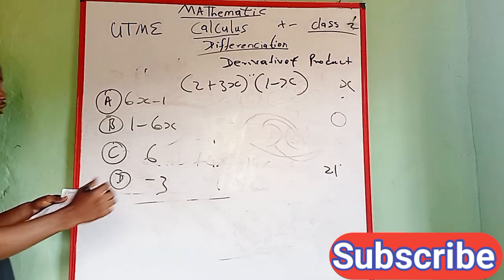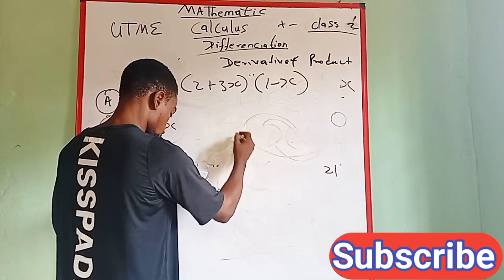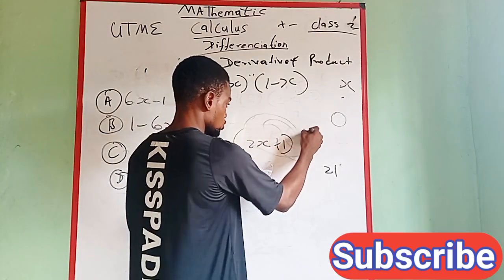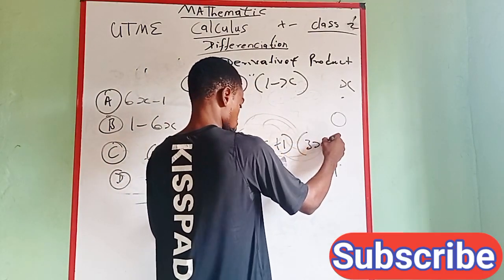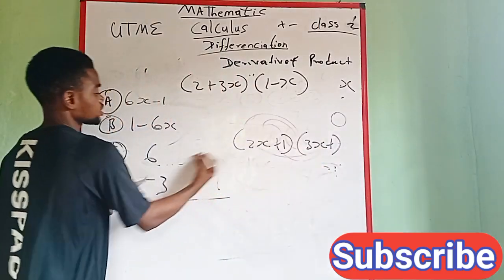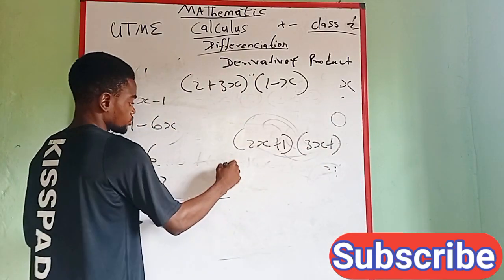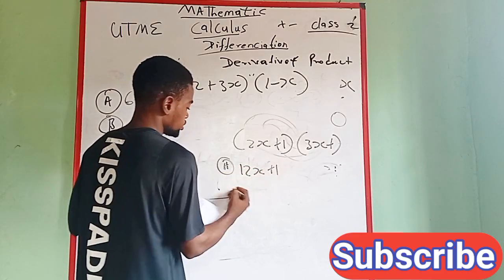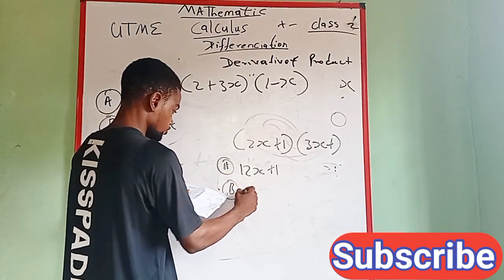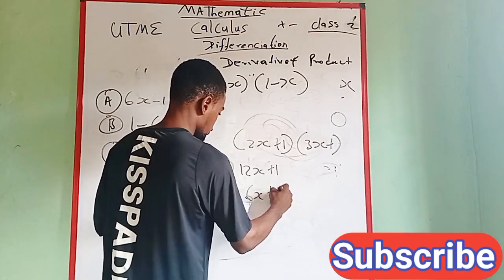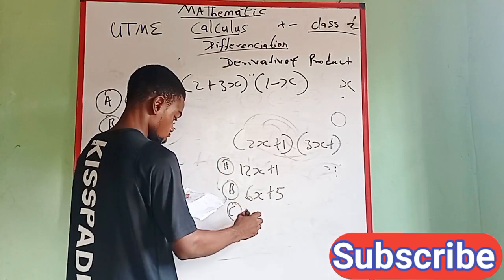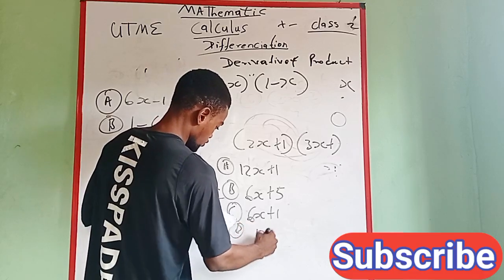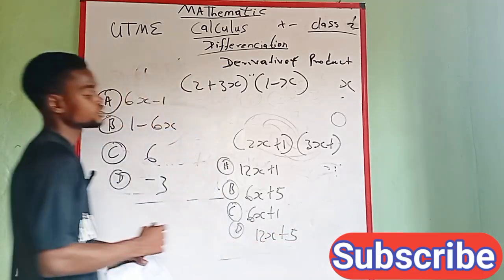Also find the derivative of bracket 2s plus 1 close bracket open bracket 3s plus 1. Find the derivative of this. Options are: A is 12s plus 1, B is 6s plus 5, C is 6s plus 1, D is 12s plus 5. All right, so that is it.